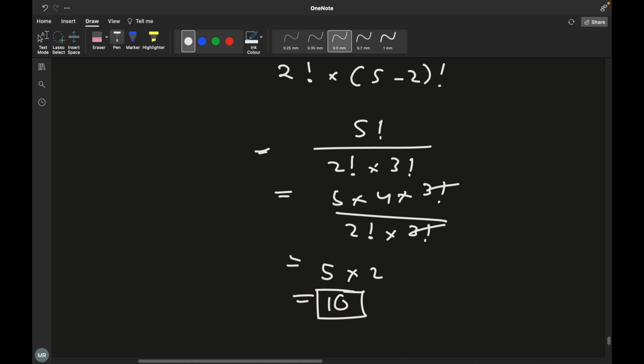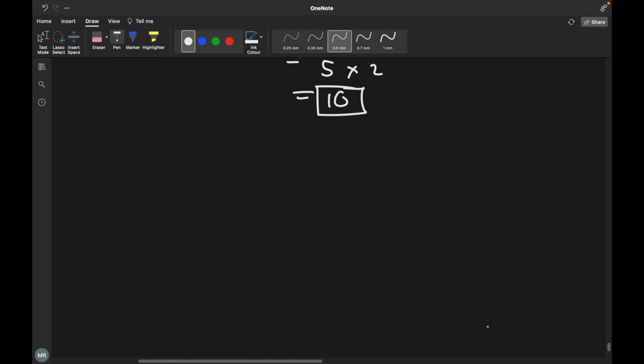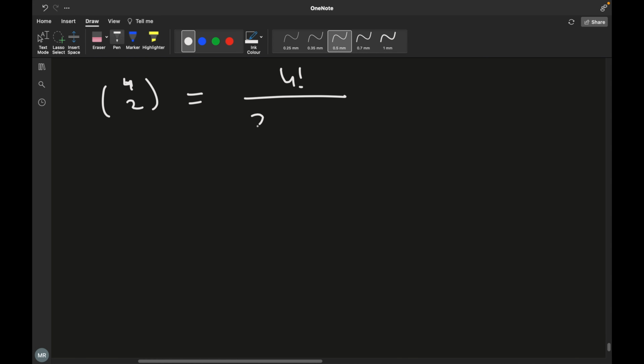And now let's do some more examples. Let's work out this one. Go ahead, give it a try. This is 4C2, by the way. This is going to be 4 factorial divided by 2 factorial into 2 factorial. It's going to be 4 into 3 divided by 2, which is 2 into 3, which is 6. That's the answer.